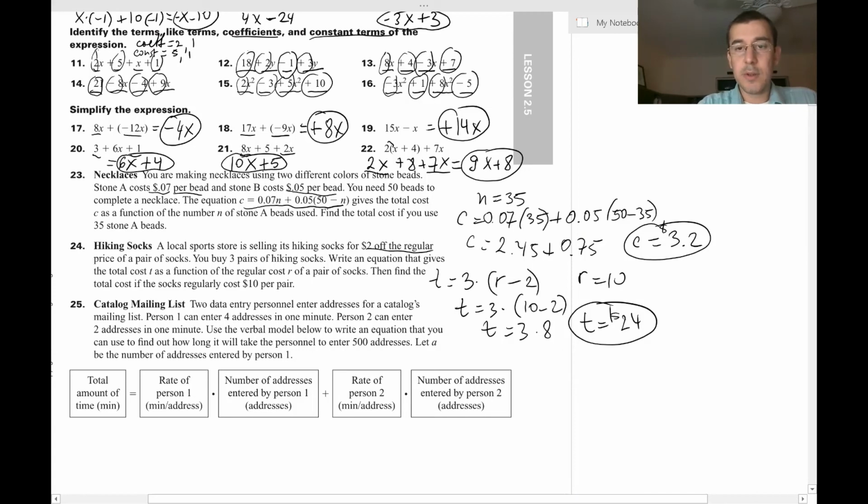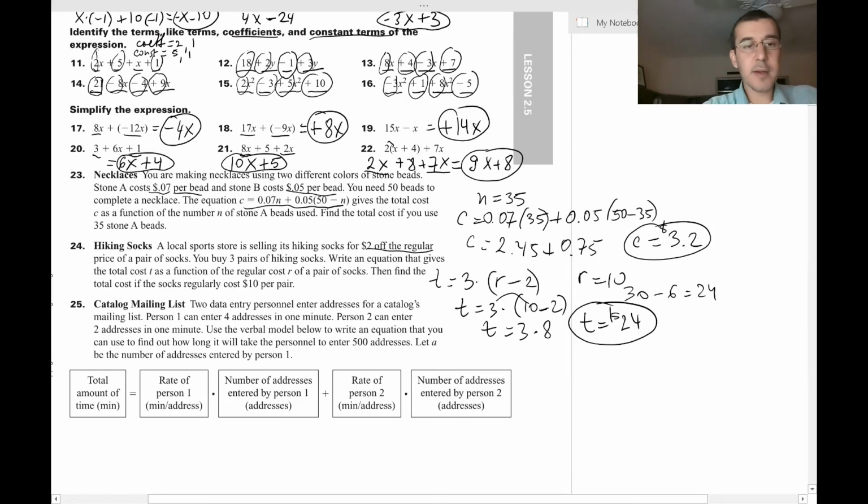So here we did the parentheses first. 10 minus 2 is 8, so 3 times 8 is 24, but we could have used the distributive property. 3 times 10 is 30, and then 3 times minus 2 is minus 6. That's also 24. Okay.